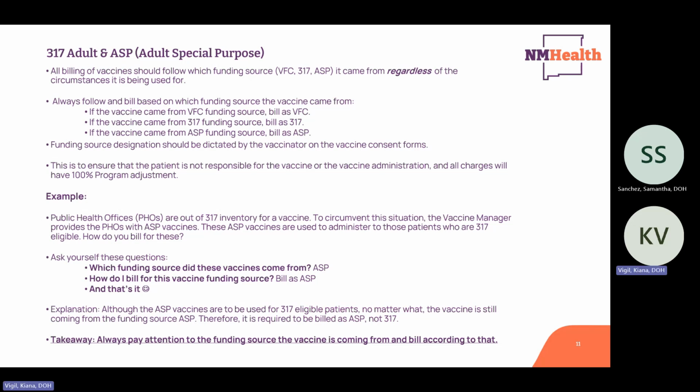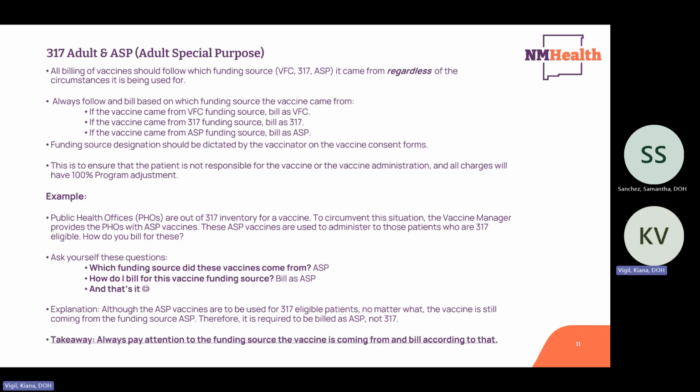So if the vaccine came from a VFC funding source, you'll bill it as VFC. If it came from an ASP funding source, you will bill it as ASP. And the funding source should be dictated by the vaccinator on the vaccine consent forms. And the funding sources are just to ensure that the patient is not responsible for the vaccine or the vaccine administration, and that all charges will have 100% program adjustment.